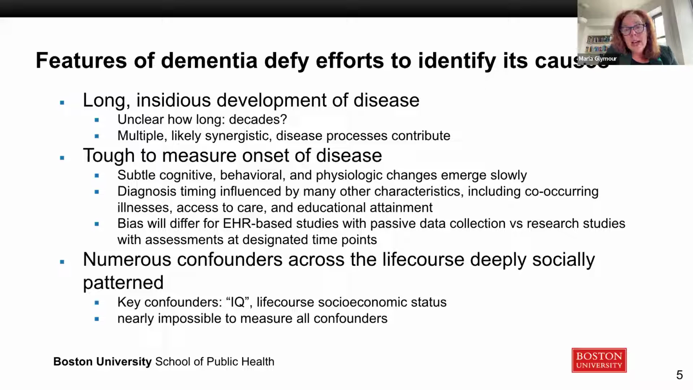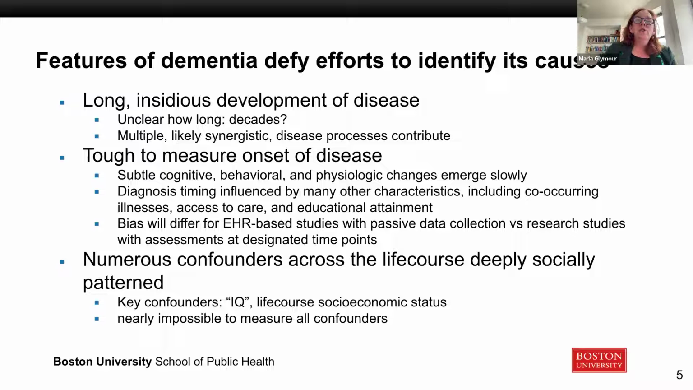The diagnosis timing is, in fact, influenced by many other characteristics besides the actual functional status of the patient, including co-occurring illnesses, access to care, and educational attainment, for example. And as a result of this, biases in various studies will differ. For example, electronic health record-based studies where there's sort of passive data collection and detection of dementia diagnosis will have very different biases than studies where there is active outreach at designated time points to assess cognitive status.